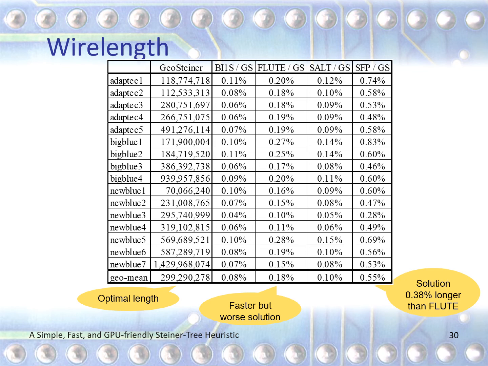While SFP is last, the difference in wire length for all algorithms is small. BI1S only yields an increase of 0.08%, SALT 0.1%, Flute 0.18%, and SFP 0.55%. In other words, for all tested inputs, our solution is about 0.5% longer on average and never goes above 1% longer. We believe that this is a small increase in wire length as the solution yields that answer 8,100 times faster on average compared to GeoSteiner. Compared to the commonly used Flute approach, we are only 0.38% longer and produce a solution 86 times faster.